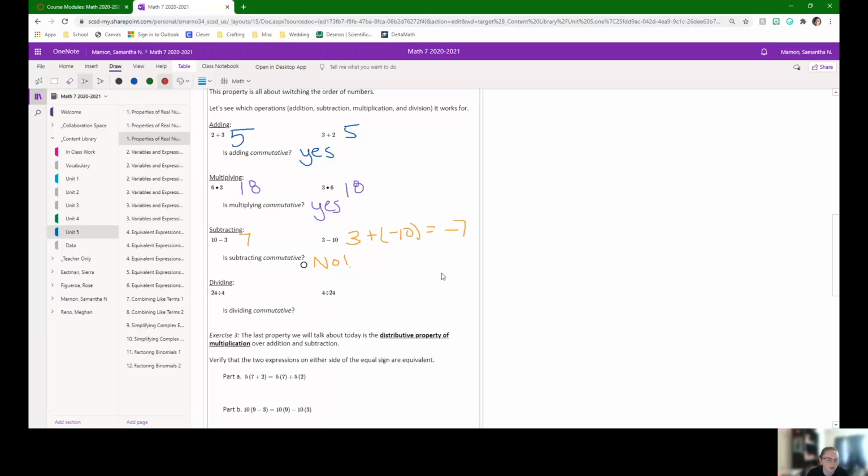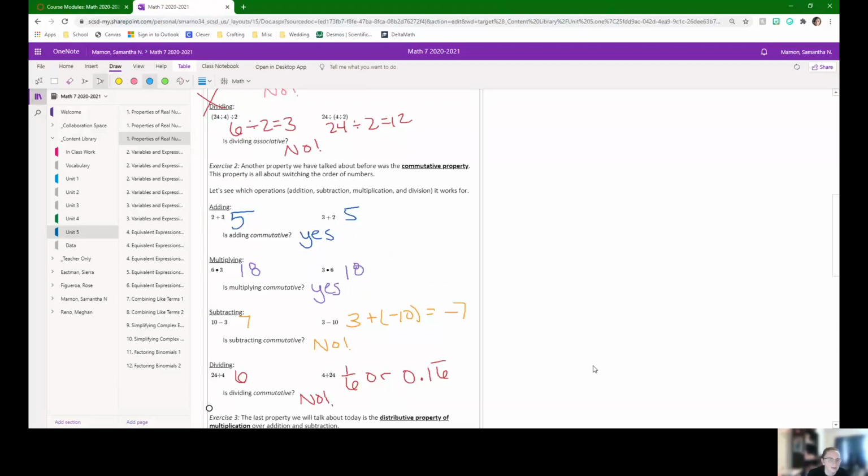For dividing, 24 divided by 4 is 6. But 4 divided by 24 is 1/6, or if you got a decimal, it's 0.16 repeating. So is dividing commutative? No, it is not. So if we want to go back through and kind of highlight the main points of our notes, I'll do blue this time. So commutative property is all about switching the orders. It works for adding, it works for multiplying, does not work for subtracting, does not work for dividing.